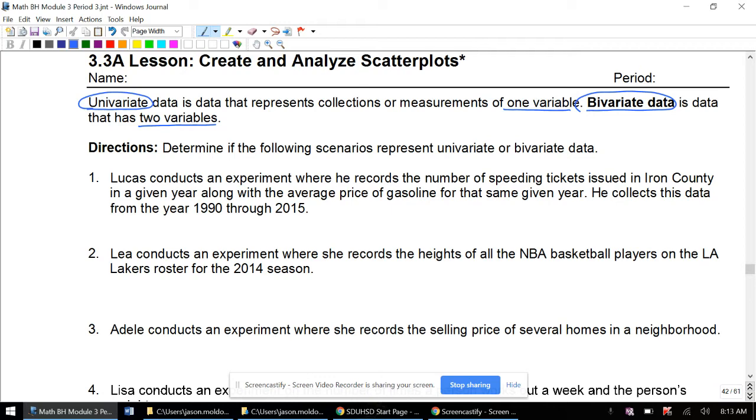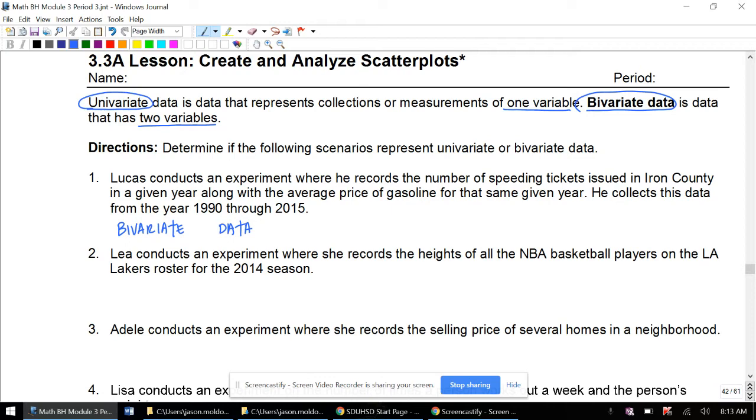Lucas conducts an experiment where he records the number of speeding tickets issued in Iron County in a given year, along with the average price of gasoline for that same given year. He collects this data from the year 1990 through 2015. So he's looking at speeding tickets and gasoline, which is two things. So this is bivariate data.